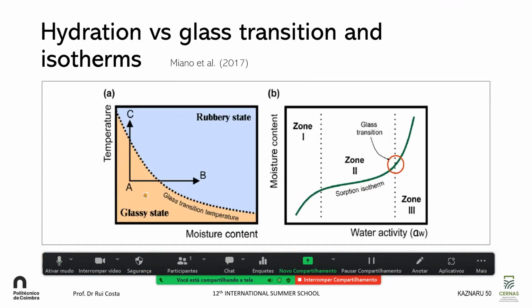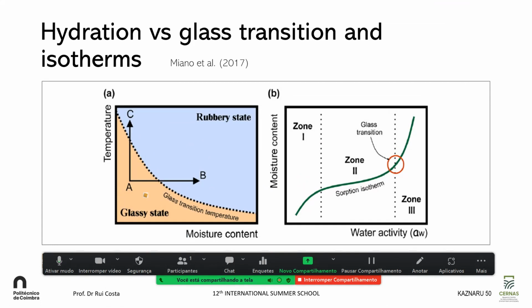One important thing to speak about hydration is the glass transition and isotherms. I don't know if you are all familiar with it. I will not spend much time on it, but just to say that every product usually can be in two states: a glassy state or a rubbery state.